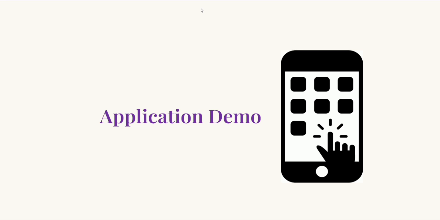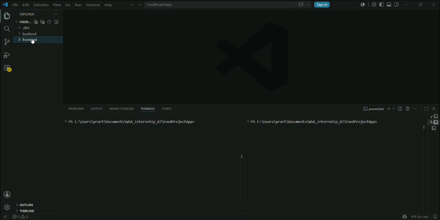So far, I have explained the project and its implementation. Now, I would like to demonstrate the application that I developed during this internship. In this demo, I will walk you through the key features and show how the application works. Here we have the VS Code interface and the backend folder with all the files and the front end folder as well.